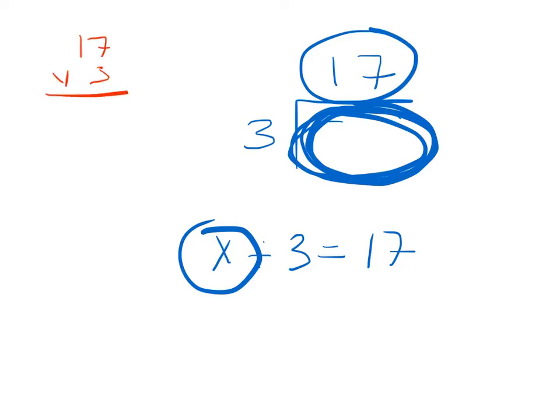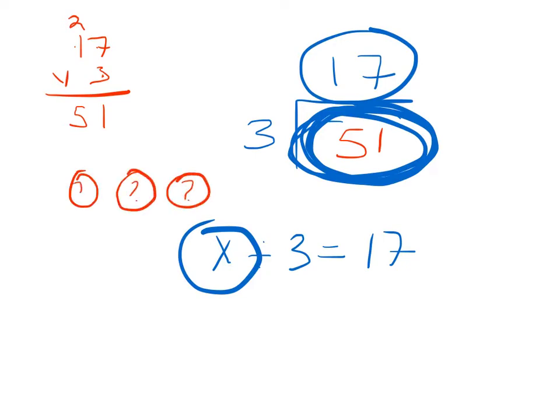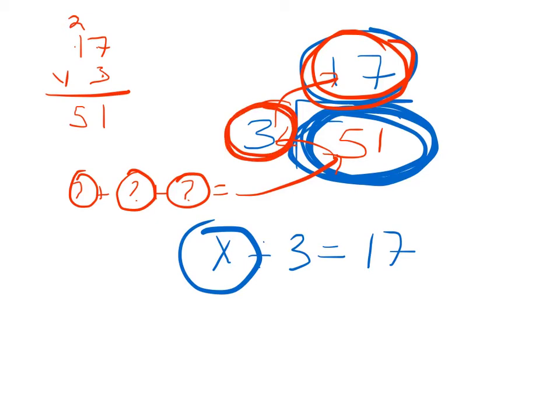17 times 3. 3 times 7 is 21. 3 times 1 is 3. So we would say the sum of all the numbers was 51. Now we don't know what exactly each of the 3 numbers was, but we know that when we added them all up, it equaled 51. And then when we divided by 3, we found out the average was 17. So they're telling us the average, and how many numbers it took to get that average. By multiplying those two, we can figure out the answer is 51.